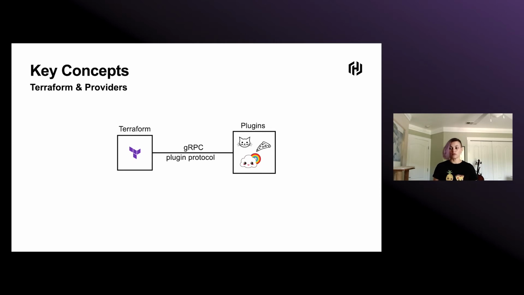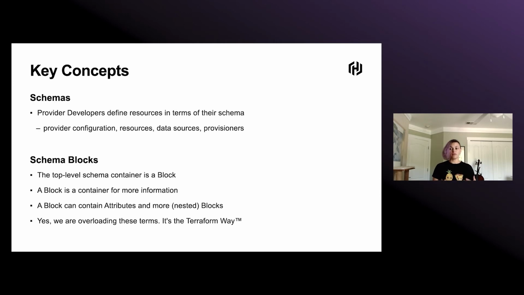Now, if we're talking about providers, everything in a provider is defined in terms of its schema. So again, a provider configuration has a schema, a resource is defined with a schema, etc. The top-level schema container is a block. That's the same thing I said when referring to the Terraform configuration language. They both have blocks. We really like to overload words. So a block in Terraform configuration language isn't necessarily exactly a block in the schema, but it basically is. So just, yes, it's complicated. It's what we do. A block contains attributes and more blocks. So that's the nested block concept I mentioned briefly.